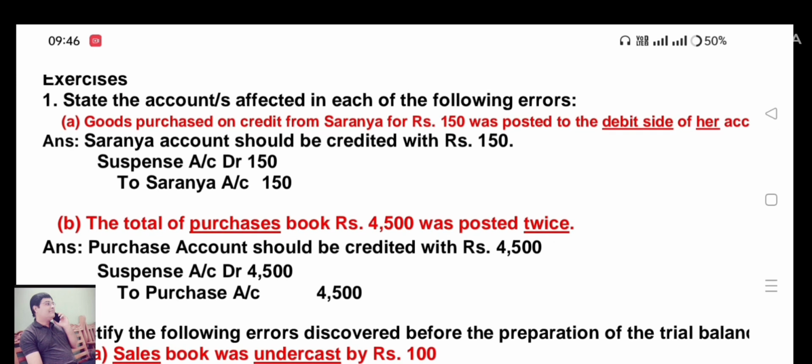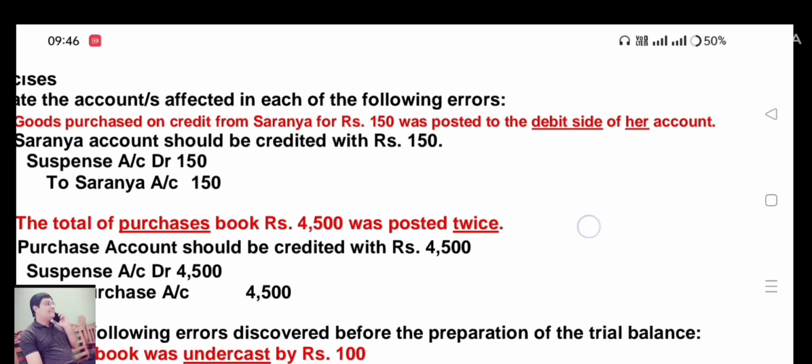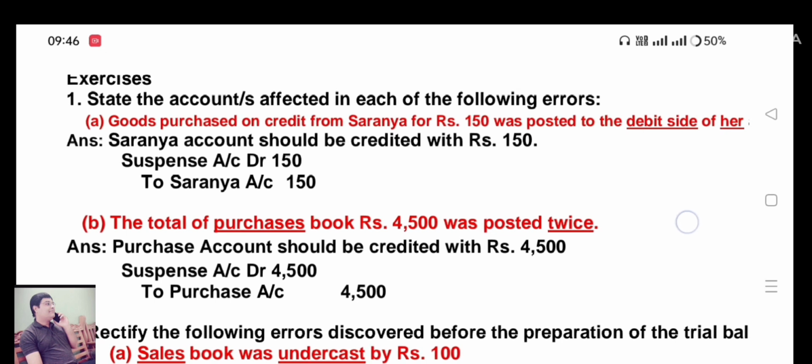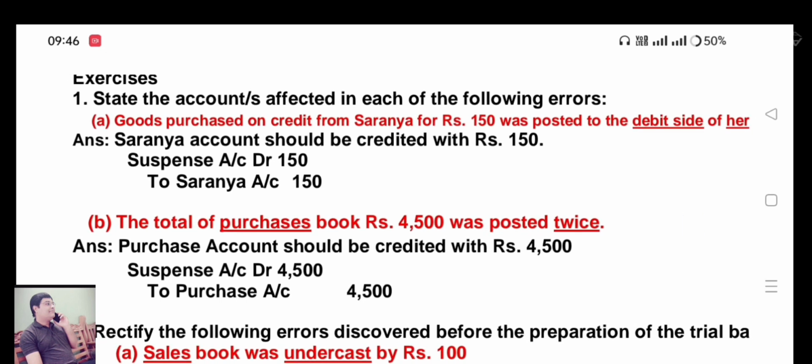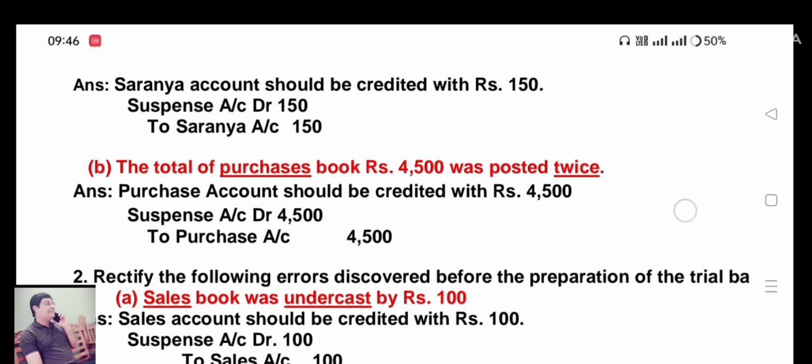So we have to correct this. How will we correct it? We have to write on the opposite side. So the answer is Saranya account should be credited with rupees 150. If they ask for the journal entry by using suspense account, you can write suspense account debit to Saranya account, because Saranya is a credit balance, so we have to write on the credit side. Now we move on to the second question.